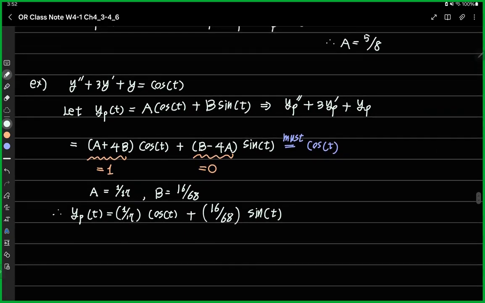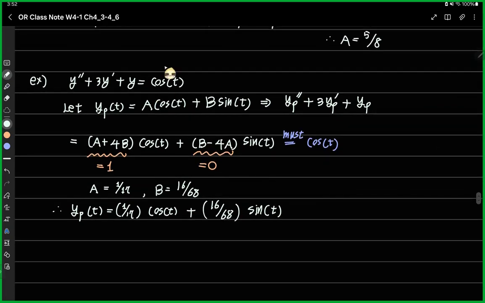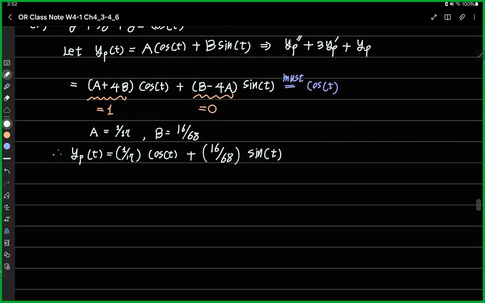Now you can see that if the external force is sine or cosine, then the particular solution must be C1 times cosine t plus C2 times sine t, or you can say A times cosine plus B times sine.